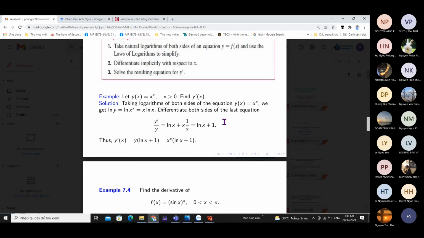We get y prime over y equal the derivative of the right-hand side. Just apply the product rule: natural log of x plus 1. So y prime equals y times natural log of x plus 1. This means x to the x times natural log of x plus 1.